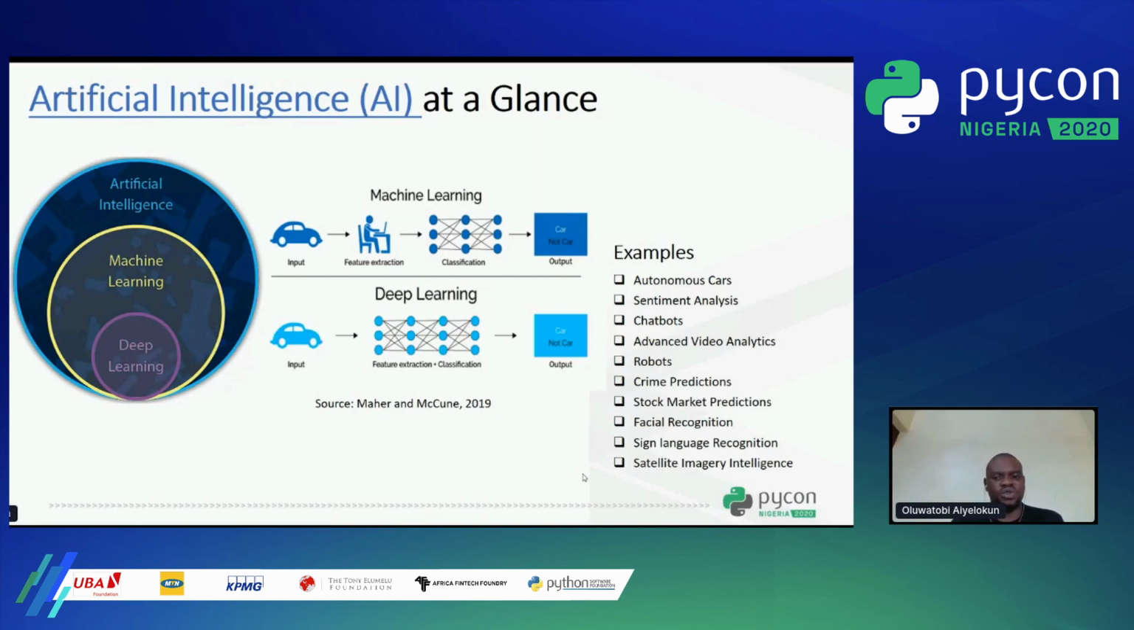For instance, you have a video, maybe a survey drone that captures a video and then counts the vehicles that are passing by. We have the robots, we have crime prediction, we have stock market prediction. We also have facial recognition, we have sign language recognition. And then in GIS, we leverage a lot on satellite imagery intelligence. So we can say you have the satellite image which you put into a model that can identify for you maybe buildings, maybe a crowded area, maybe the number of swimming pools. So all that could be done using AI.